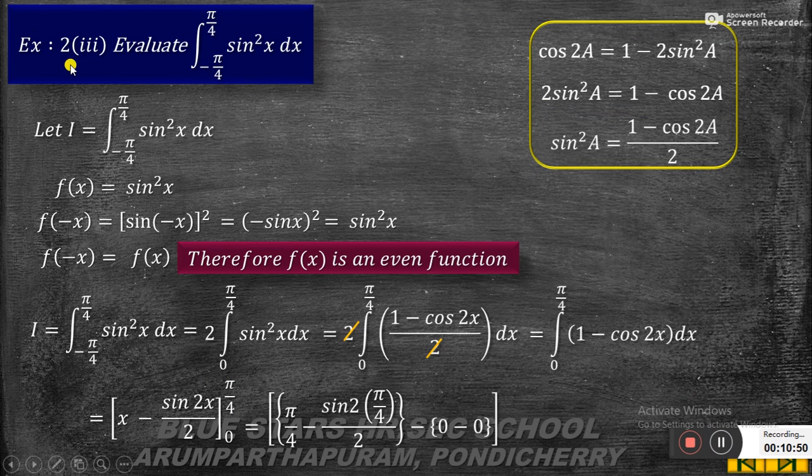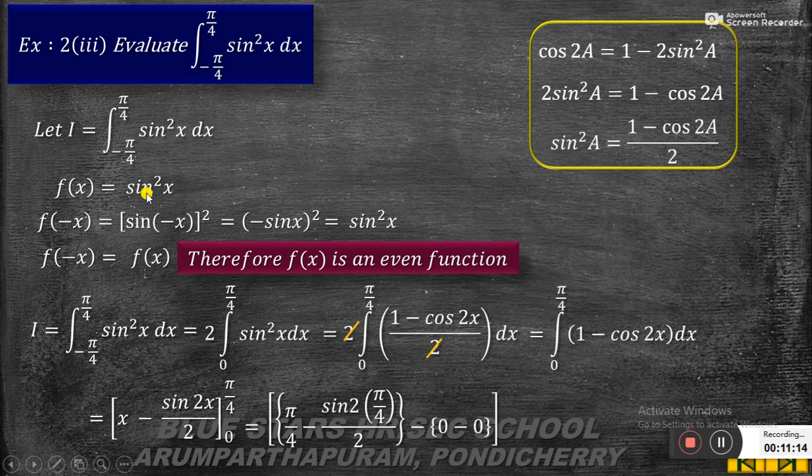Now we discuss the second problem, third subdivision. Evaluate the integral from minus pi by 4 to plus pi by 4 of sin square x dx. I write the given integral as I equal to the integral from minus pi by 4 to plus pi by 4 of sin square x dx, where f of x equal to sin square x. Now I check, because the integral limit is minus a to plus a, whether it is even or odd.